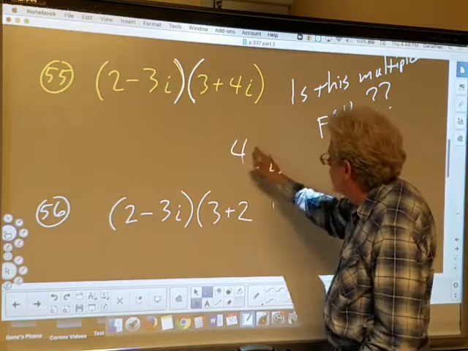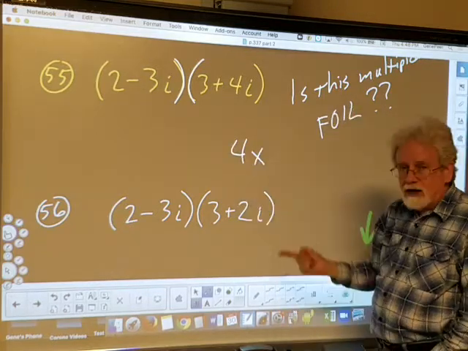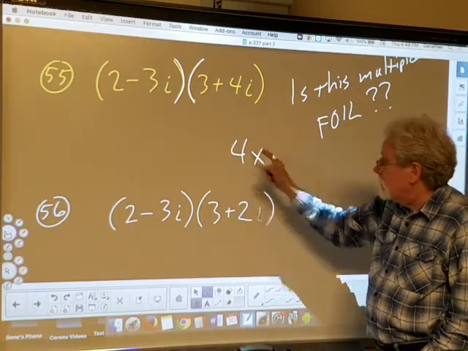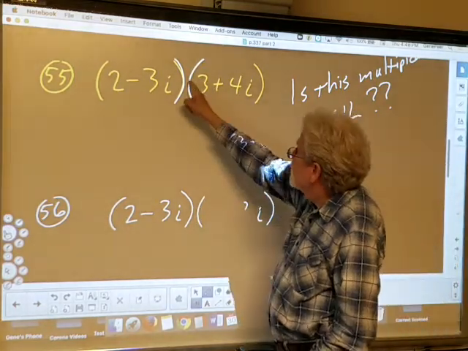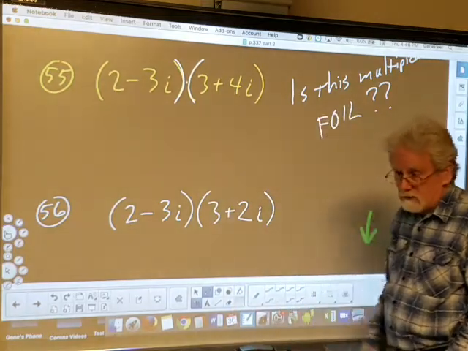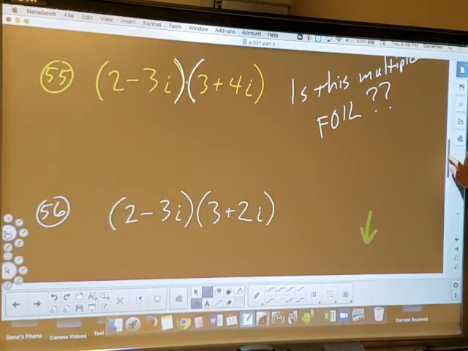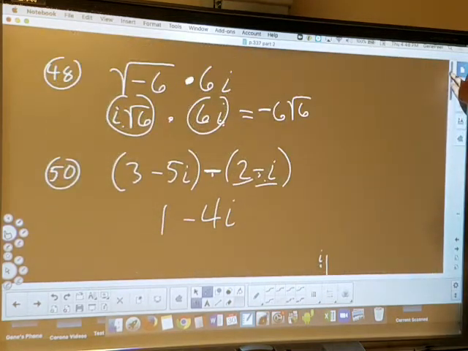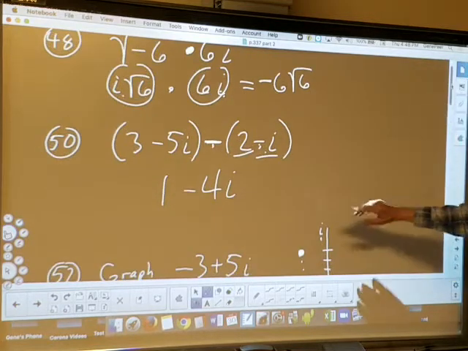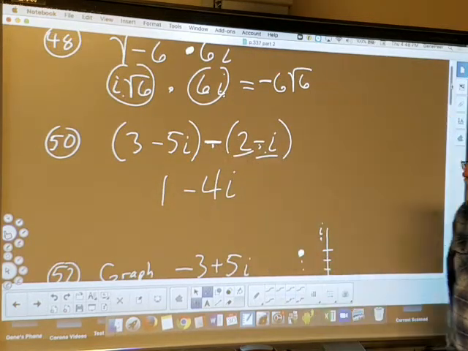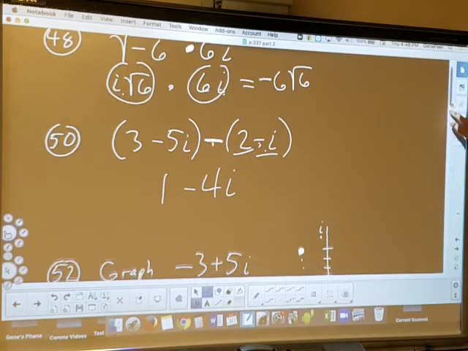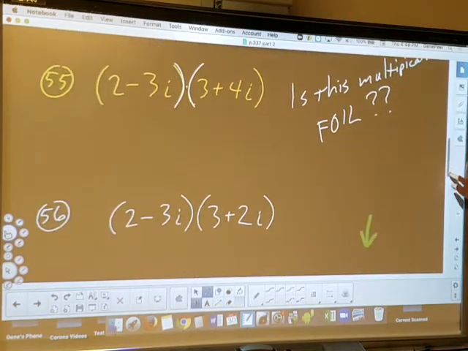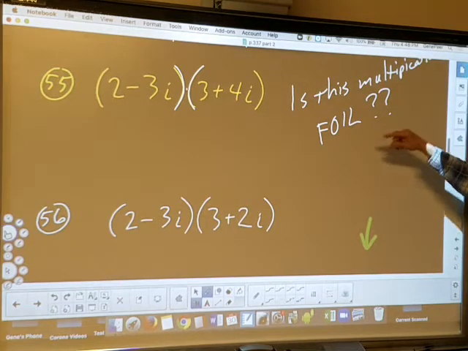Just like, is this multiplication? Yes. How do you know? There's nothing in between. That makes it multiplication. Unlike that earlier problem that so many folks mess up on, where they treat this as if it was multiplication when it's actually subtraction. But this guy really is multiplication. So do we use FOIL? Yes, we use FOIL.